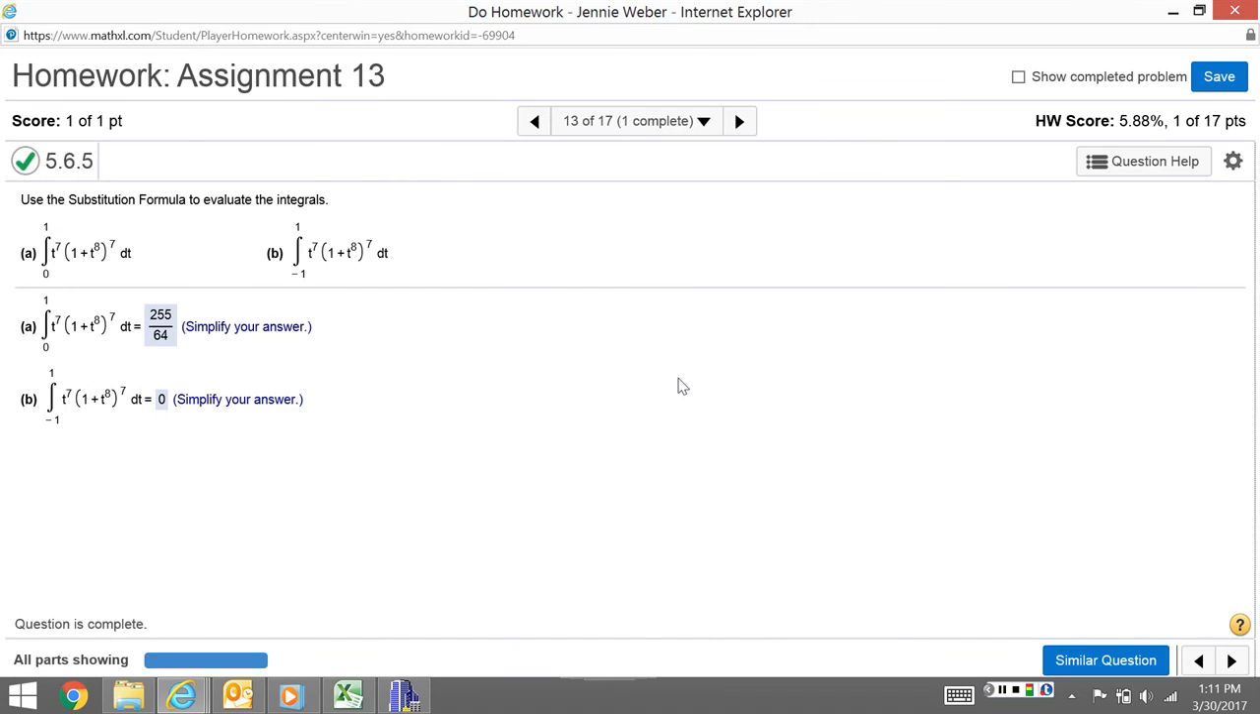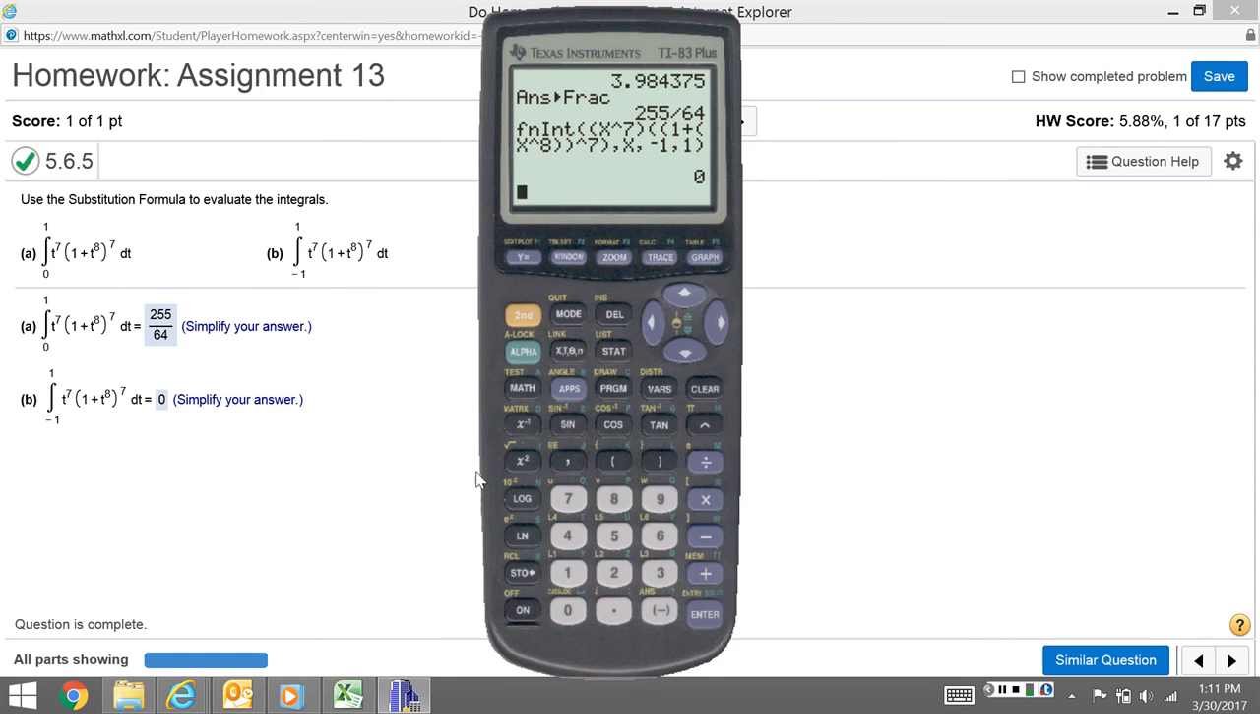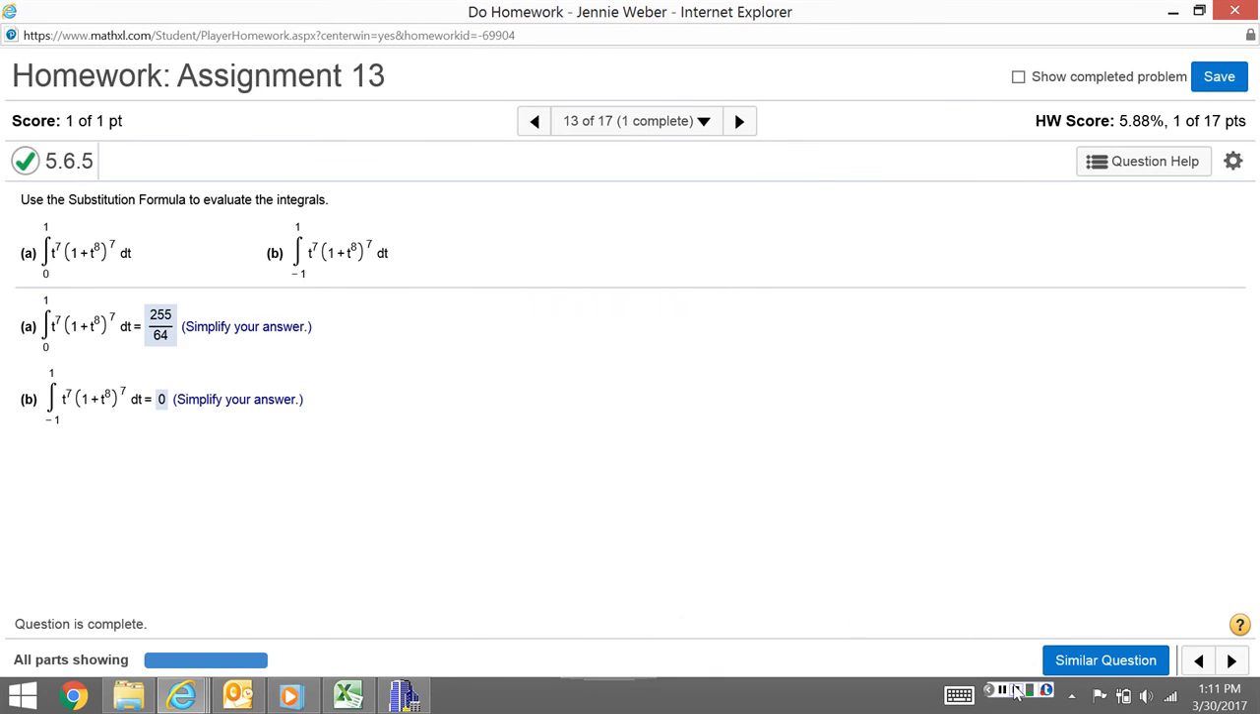So you can do these as long as they're definite on the calculator. It's just that to me, I'd rather do them by hand. I think they're faster. But it's a good way to check. It's a good way to get used to using your calculator as well.